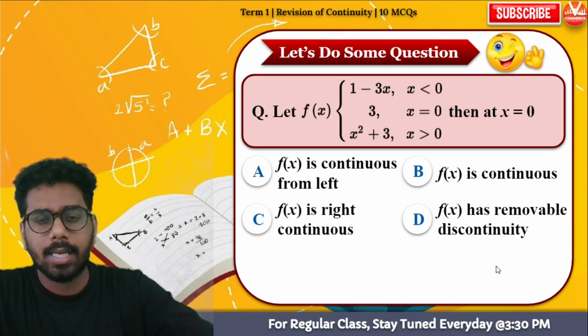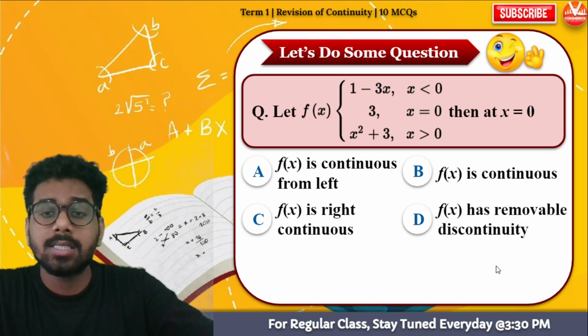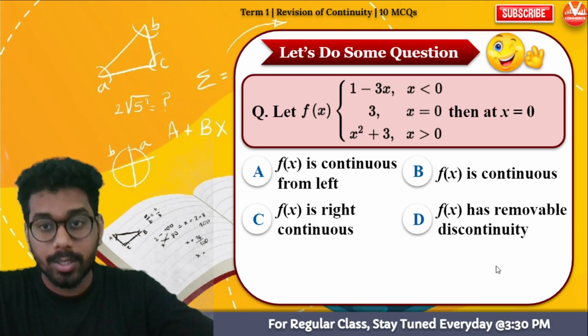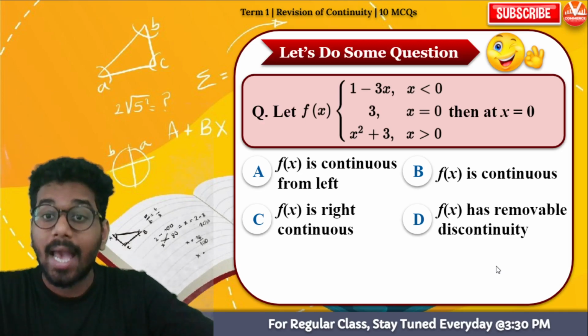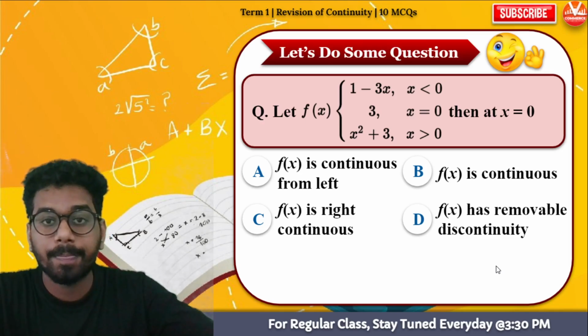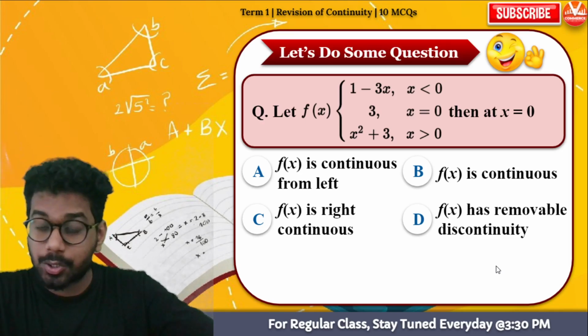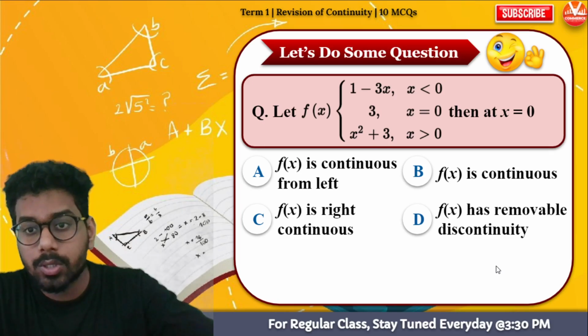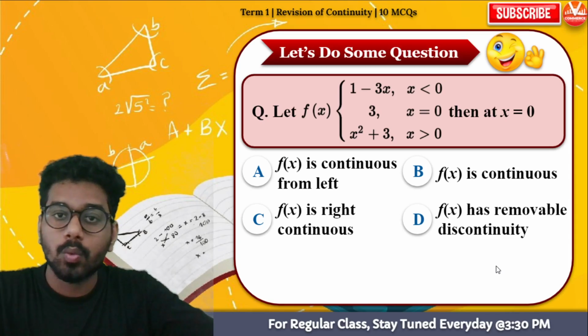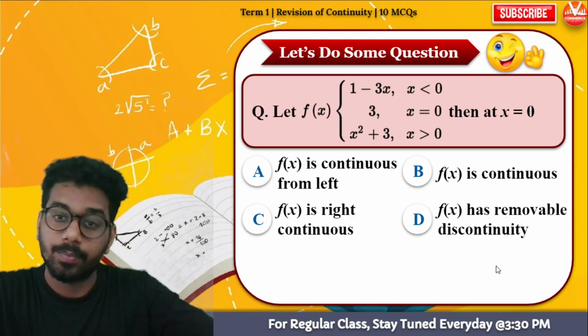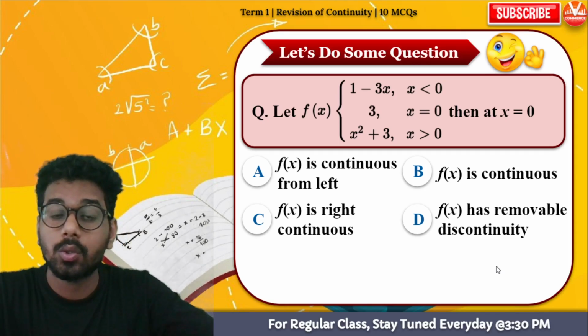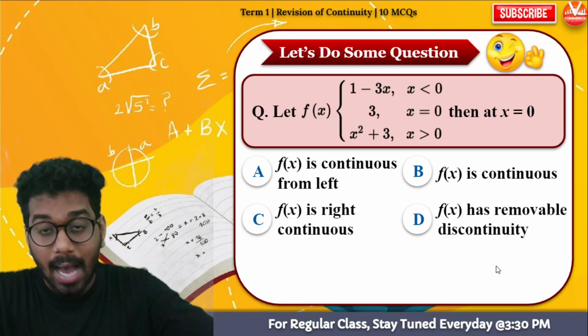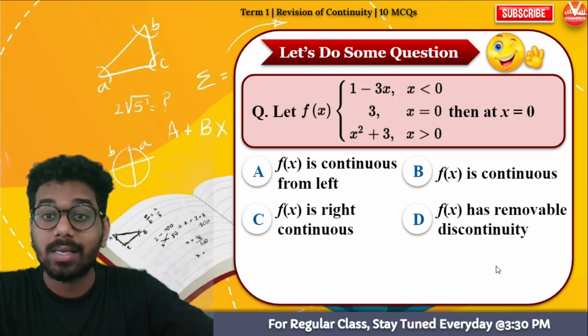It's a very simple thing, always remember, x less than 0 will give the LHL value. Put 0 over here, it will give the LHL. LHL is equal to 1. At exactly x equal to 0, f(0) is 3. For RHL, x greater than 0, because we are checking at x equal to 0, so we look at the function for x greater than 0. Put 0 over here, 0 square is 0, 0 plus 3 is 3. RHL is 3, f(0) is 3.